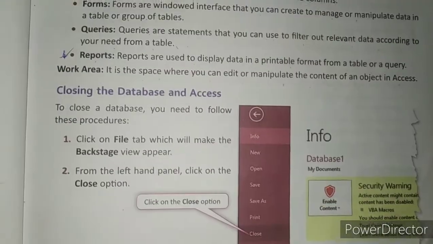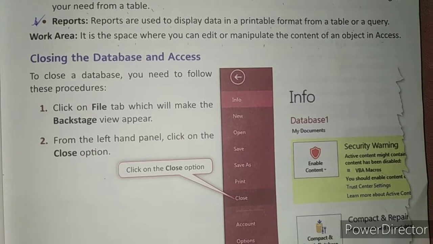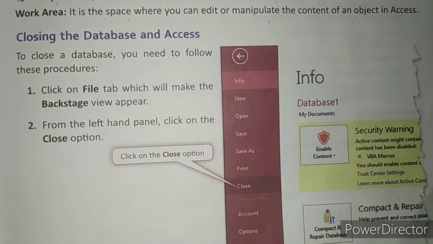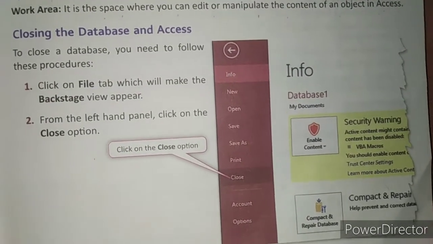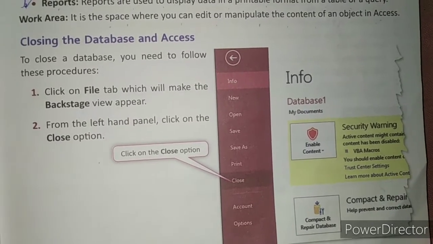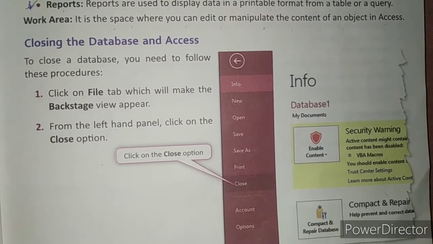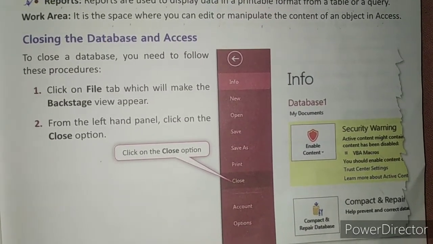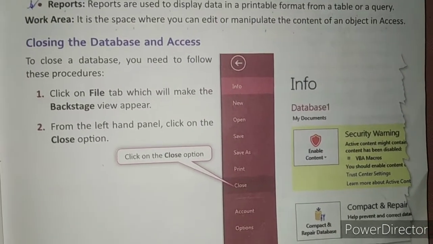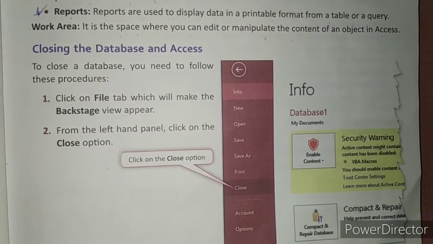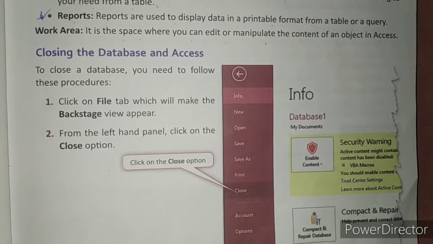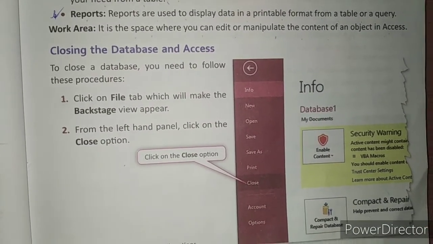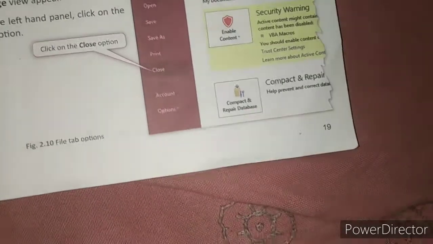Now one thing, how can we close the database in Access? Generally you can click on File and select the Close option, and after that the database will be closed. But if you have made some manipulation, it will ask whether you want to save the changes, and after that when you click OK, it will be closed. Another way to close is to click on the close button.